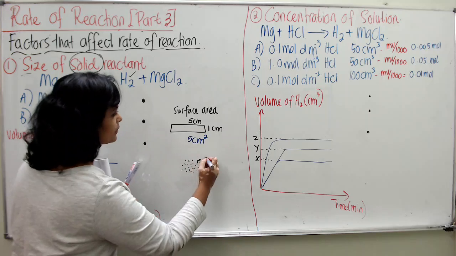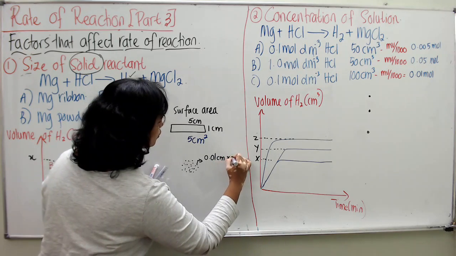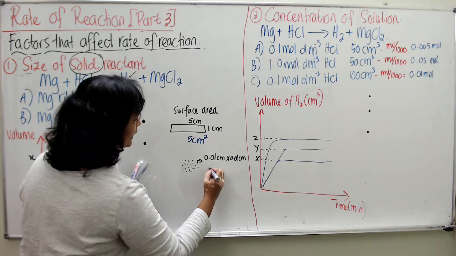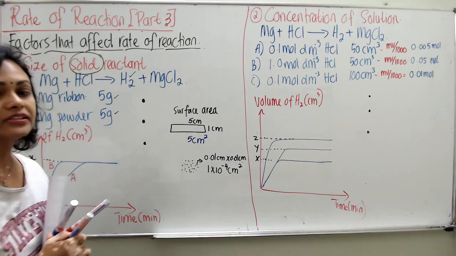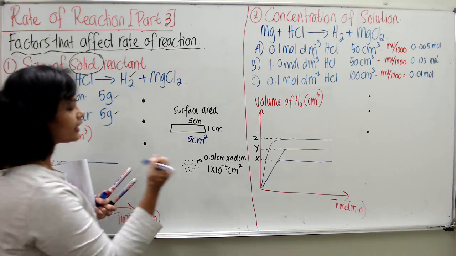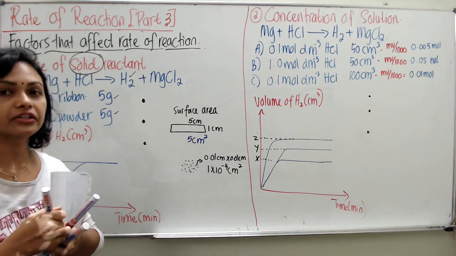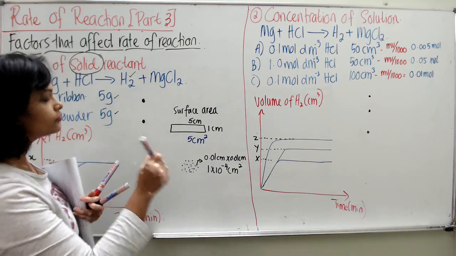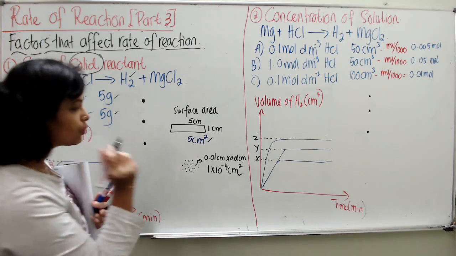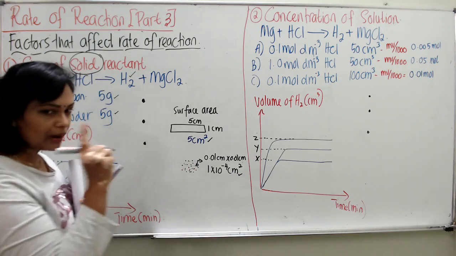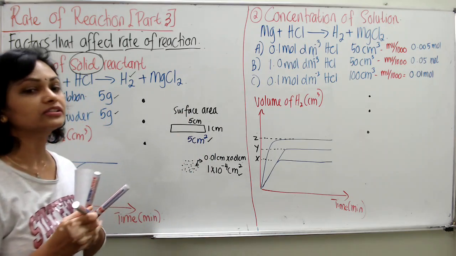Just say each magnesium powder particle is 0.01 cm times 0.01 cm. So you will get 1 times 10 to the power of -4 cm square as a surface area. When you look at the surface area of each of these magnesium powder particles, of course the magnesium ribbon looks like it is winning. So if you compare the surface area of the magnesium ribbon and the surface area of one powder particle, you will find that of course the surface area of the magnesium ribbon wins.